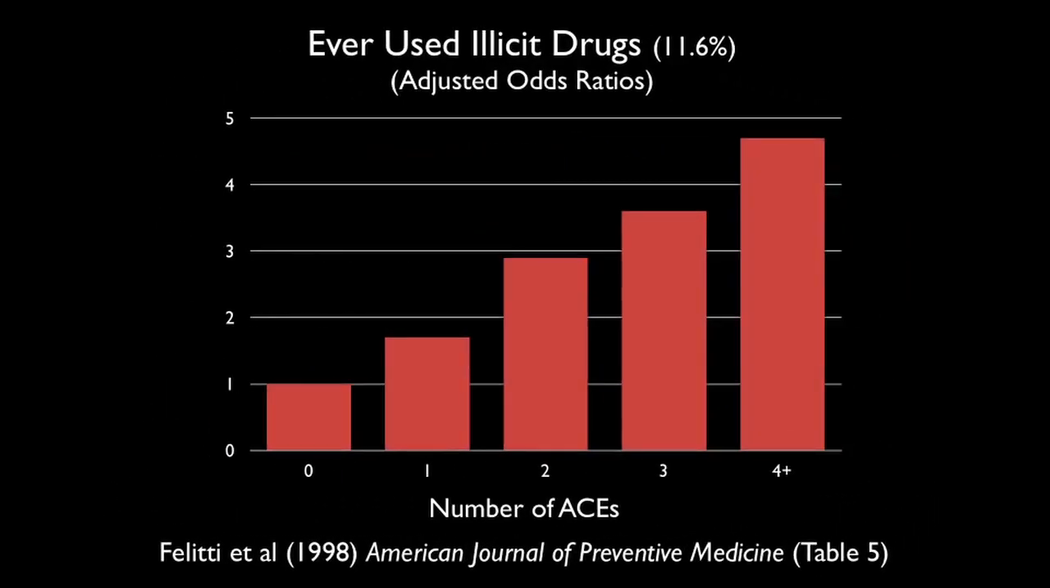Here we see the relationship for having used illicit drugs. 11.6% of the sample reported using illicit drugs. We can see that the odds of a person having used drugs was almost 5 times as great if they'd experienced 4 or more ACEs as compared to a person who hadn't experienced any. Even if a person had experienced only 1 ACE, the odds were almost twice as great. And for 2 ACEs, almost 3 times as great, and so on.